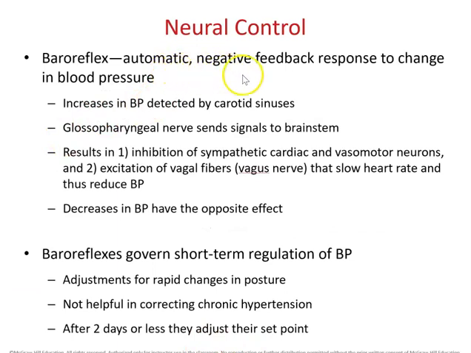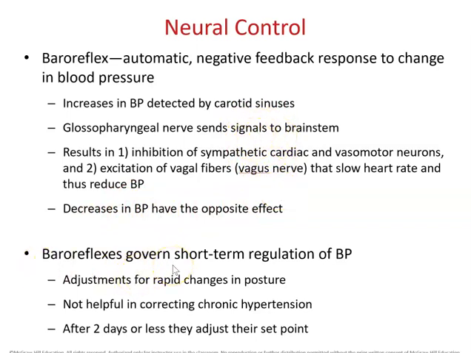Baroreflexes provide negative feedback to any change in blood pressure. Increases in blood pressure can be detected by the carotid sinuses. Then this change will be sent by the glossopharyngeal nerve to the brainstem, resulting first in inhibition of sympathetic, cardiac, and vasomotor neuron activity. Second, excitation of the vagus nerve slows heart rate and thus reduces the blood pressure. If the blood pressure decreases, then the opposite effect will occur.